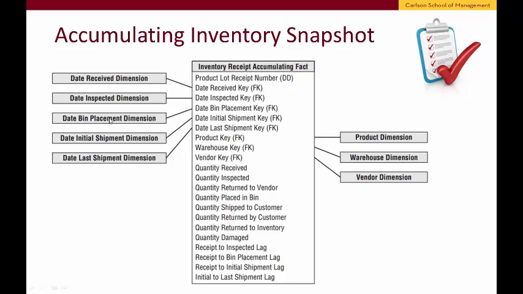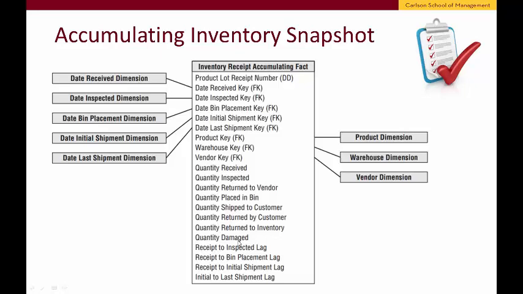Then comes the date when the accepted quantity is actually placed into a particular bin and sort of officially added to the inventory. Receipt to bin placement lag is also recorded, as are, of course, the product, warehouse, and vendor keys. Then comes the date of the initial shipment to the customer with quantity shipped to customer, quantity then returned by customer, out of which certain quantities returned to inventory, and the rest is, I guess, marked as quantity that has been damaged.